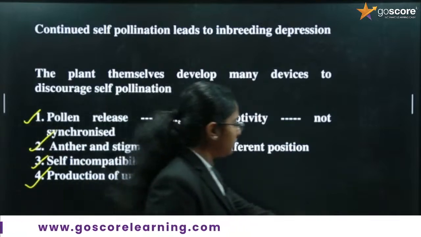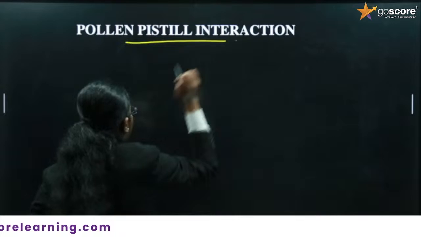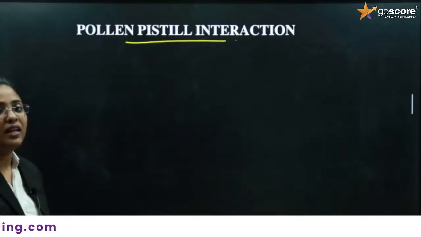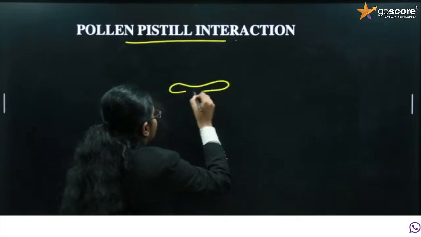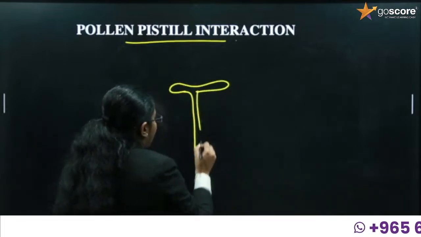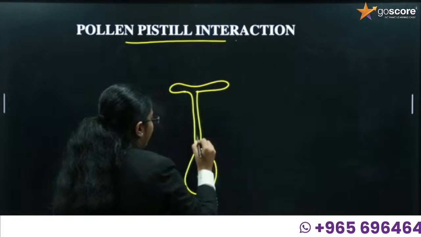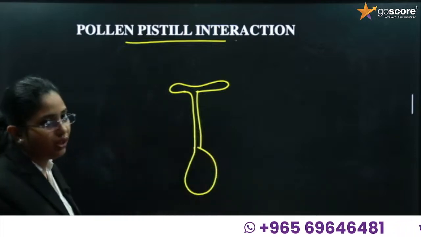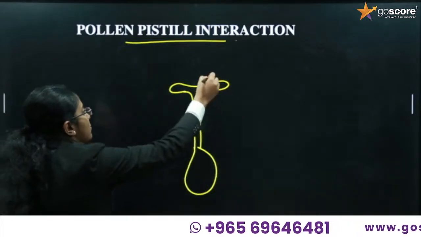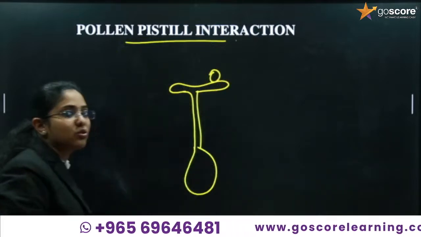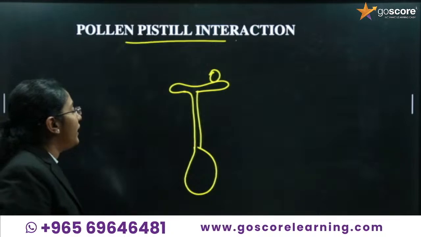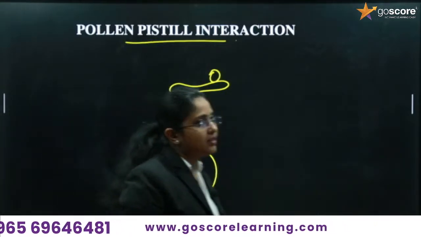Then next we have to study pollen pistil interaction. See, my dear students, this is stigma, style, and next we have ovary. The swollen base is called the ovary. The pollen has to come here to the stigmatic surface. Where does the pollen have to come? It has to come towards the stigmatic surface.